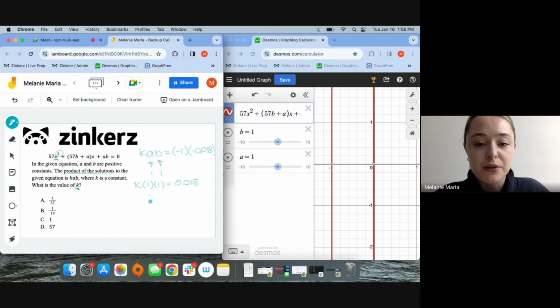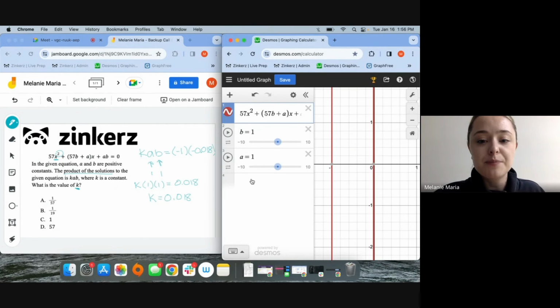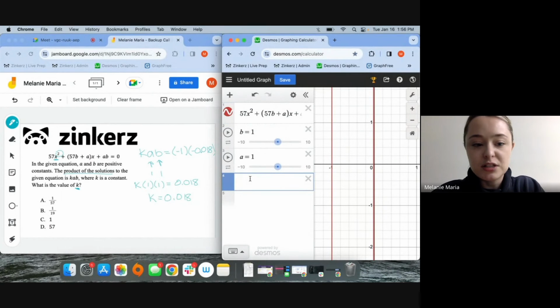Simplifying, doing some cleaning up on this left side, K has to be equivalent to 0.018. Now, because all of my answers are given in fraction form, I'm going to use Desmos to help me one more time, by simplifying these fractions in terms of decimals.